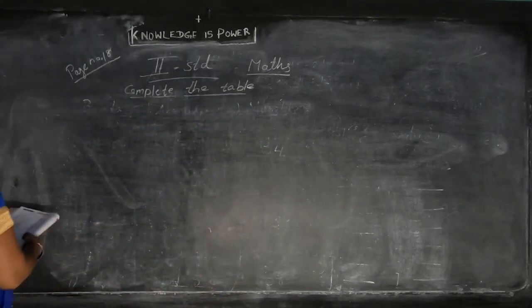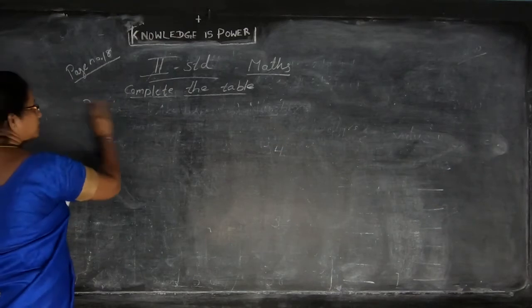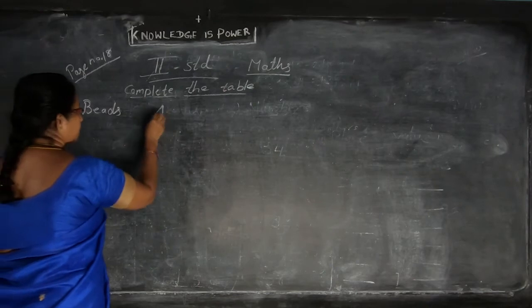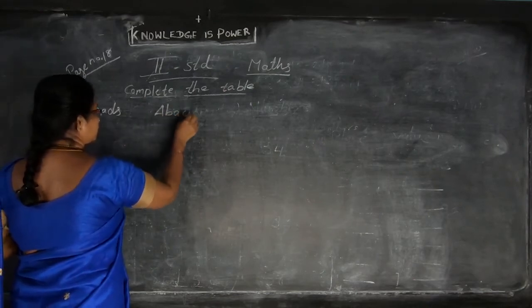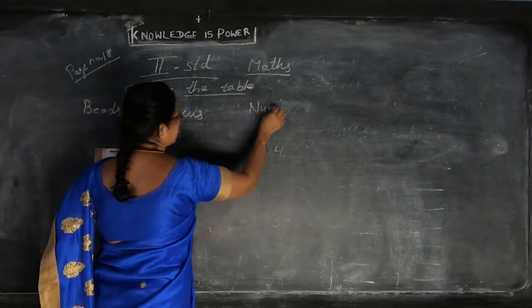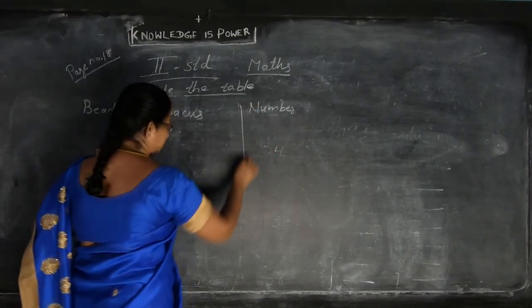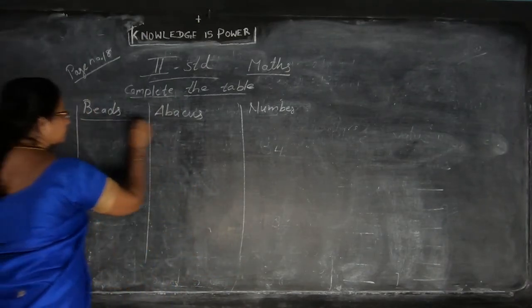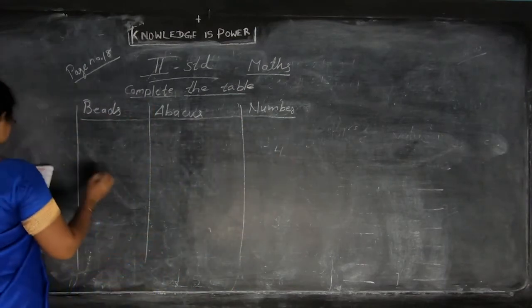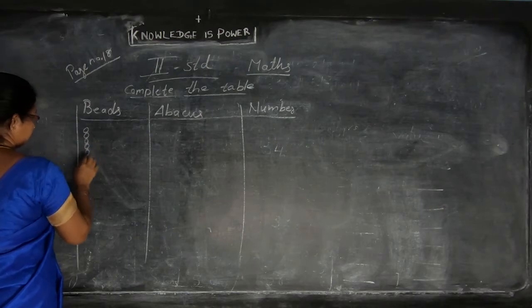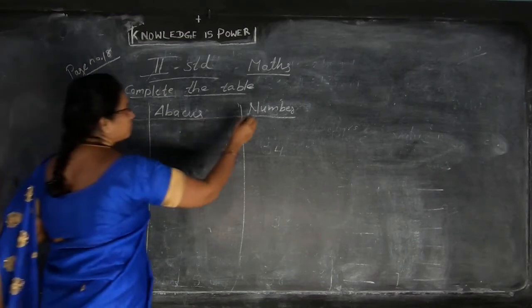I will give you homework now. Okay? The same things only, you do as homework. Beads, abacus, put in abacus rods, and then you write the numbers. This is homework.